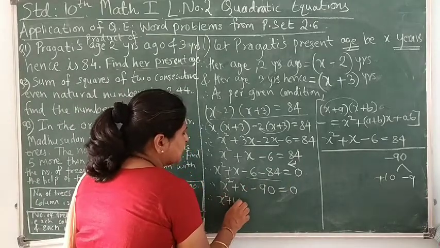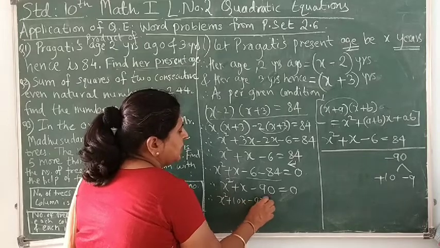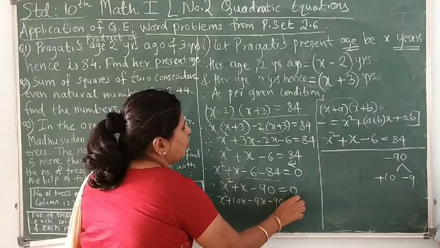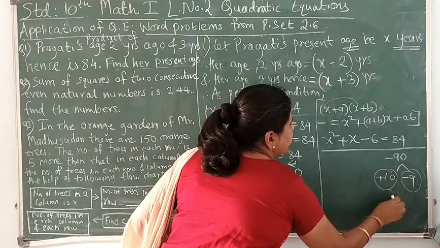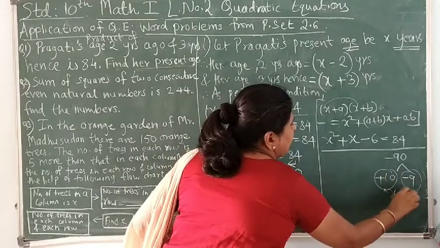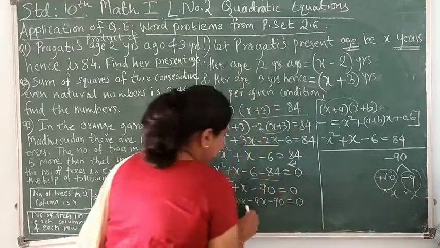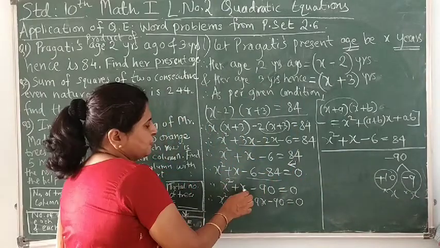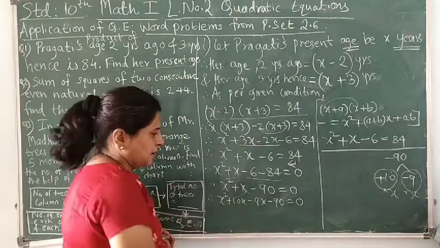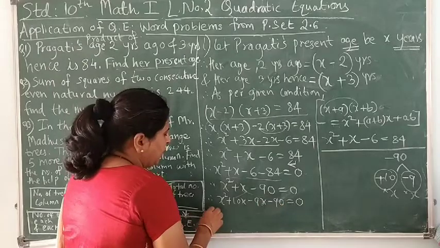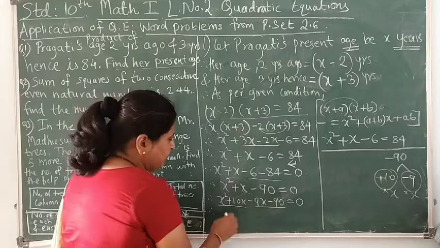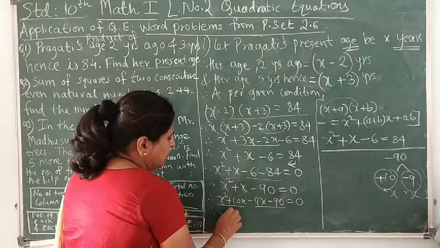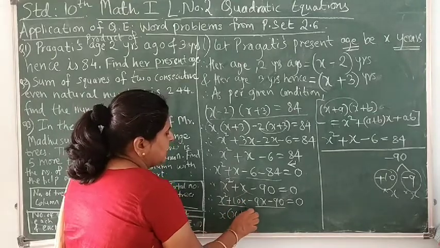x square plus 10x minus 9x minus 90 is equal to 0. Whatever factors we have got, we multiply these factors by the variable x and we get 10x and minus 9x, which we have written over here. So we have split the middle term like this to get the 4 terms. Now take common factors from the first two and the next two. From x square plus 10x we get x common. Here it is x plus 10 remaining.